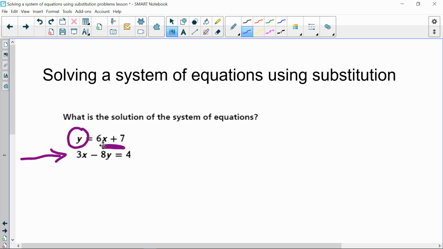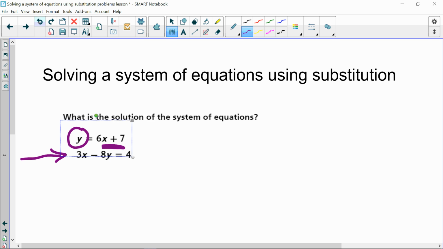So instead of using this y down here, I'm going to say, well, you know what? I know that y is equal to 6x plus 7. And if I got rid of that y and I put in 6x plus 7 instead, well, now I'd only have one variable in the bottom equation. So with one equation and one variable, I can solve it. So that's exactly what we're going to do.